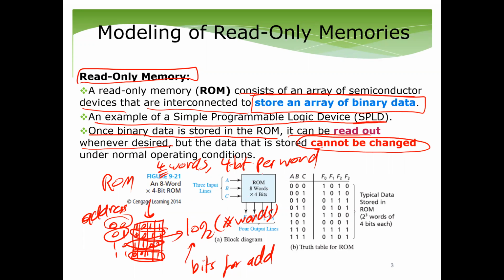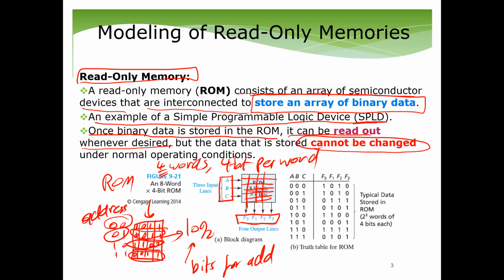For example, if you have this ROM, we have 3 bits of input. That means we have 8 words. And if you look at the data out, the data out here is 4 bits. That means there are 4 bits for each word. So you're going to divide this into 8 rows, and each row is 4 bits.